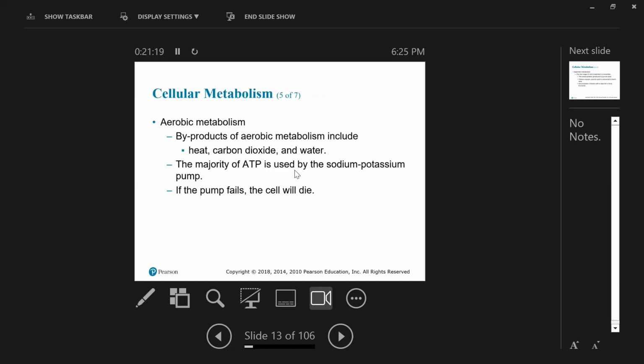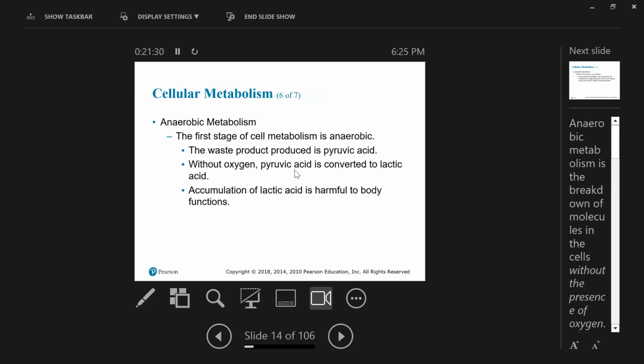Okay, byproducts of aerobic metabolism are heat, carbon dioxide, and water. The majority of ATP is used by the sodium-potassium pump, and if the pump fails, the cells will die. The first stage of metabolism is anaerobic.